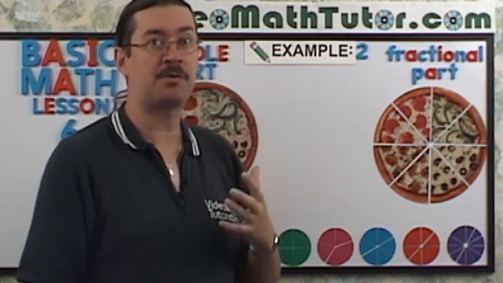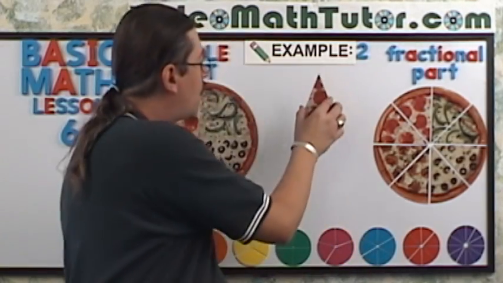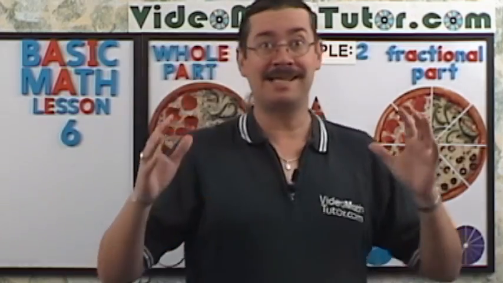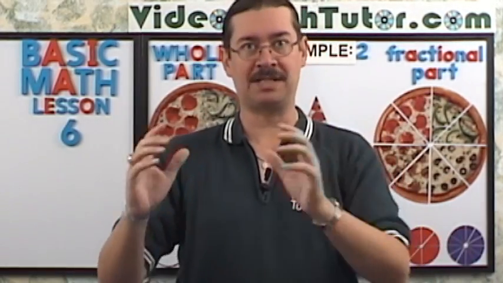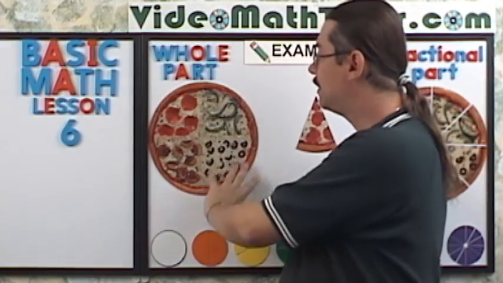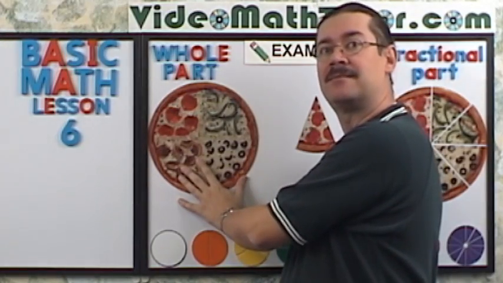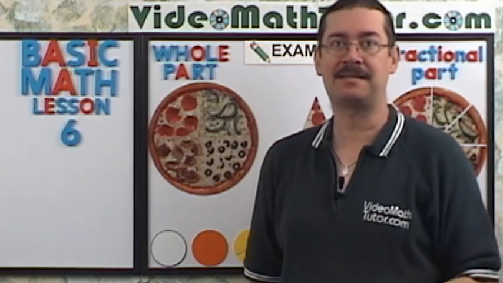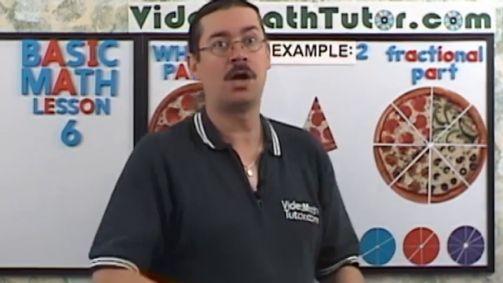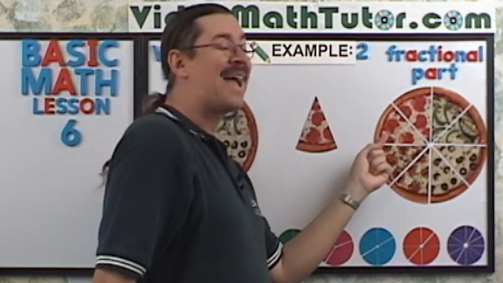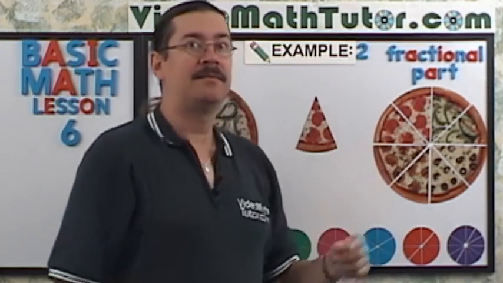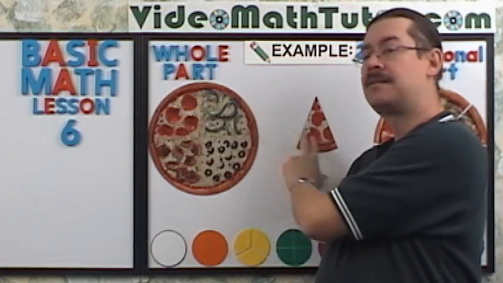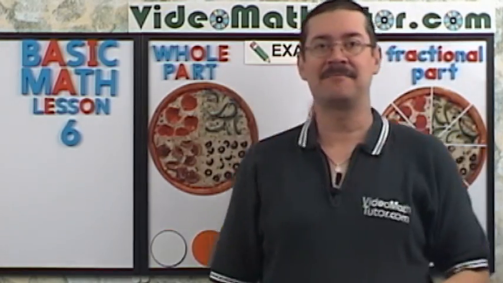Now again, we can change the perspective. So, well, what if we just say one slice is the whole part? I have one whole slice of pizza. Well, then what is this? Well, this would be considered 8 slices. So beforehand it was one whole pizza, 1/8 of a pizza. Here's one whole slice, 8 slices. All based on perspective.